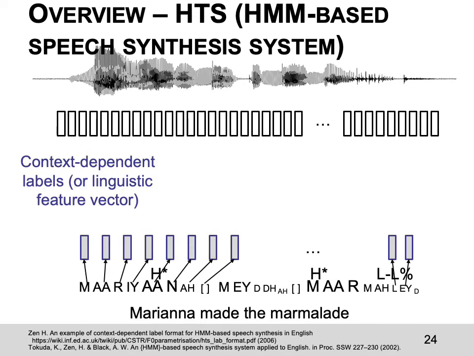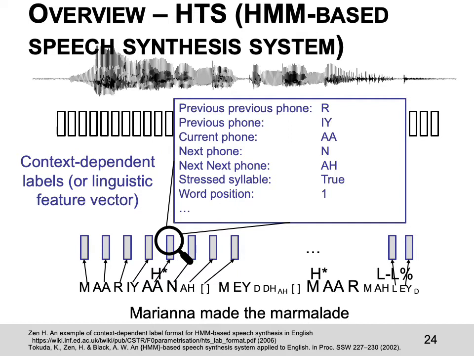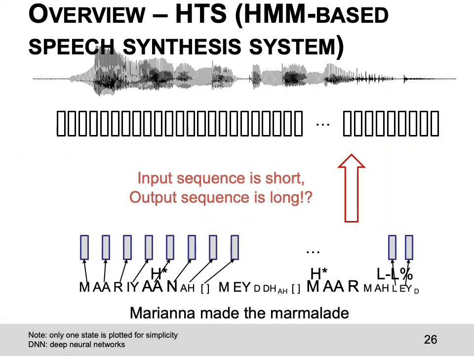Remember that the input information has been extracted from the text, including the phoneme identity and other prosodic tags. In HTS, we normally encode or convert the linguistic features into a vector for each input unit. In each vector, it may contain information like the phoneme identity, and whether the current syllable is stressed or not. So we assign this kind of vector to each unit. The question, of course, is how can we convert the sequence of input linguistic vectors into the output acoustic feature vectors?